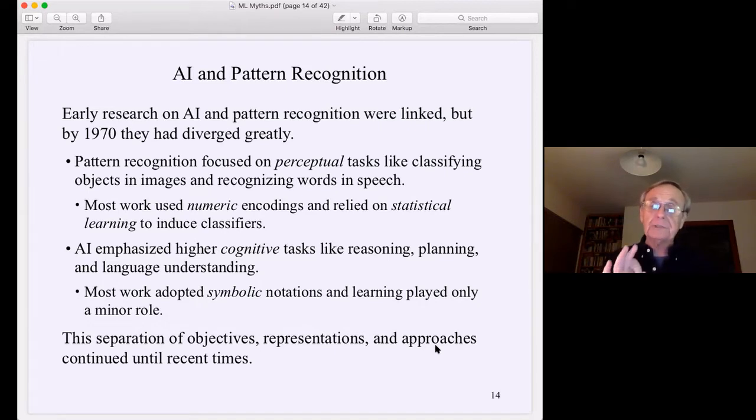And that separation of objectives and representations and approaches continued unabated until about, I don't know, maybe 10 years ago, when you started to see the renewed interest in neural networks. And what is now called AI looks remarkably like what we used to call pattern recognition. But we'll get there in a bit.